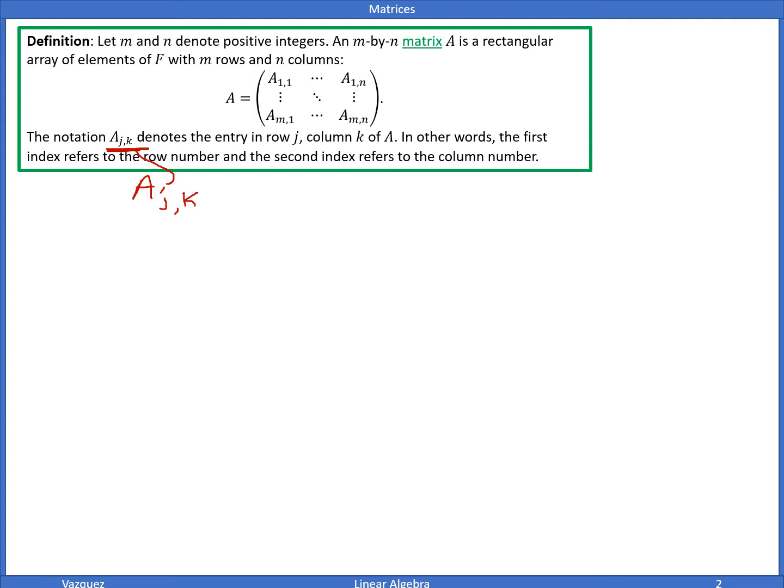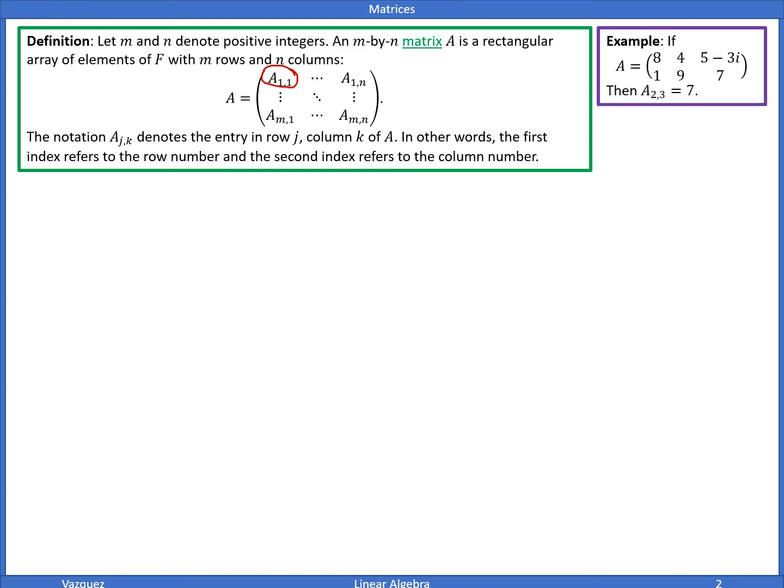So for example, the first component would just be A_1,1, because it's in the first row and the first column. That's all that is. So for an example, if A is our matrix, 8, 4, and then 5 minus 3i, and the second row is 1, 9, 7, then A_2,3 would be 7, right? Because it's in the second row, third column. So that's why it's 2,3.